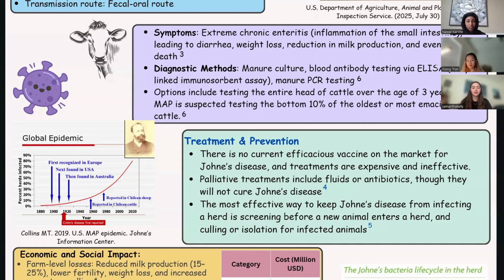There's no current efficacious vaccine on the market for Johne's disease. It's currently incurable, and treatment is often ineffective and expensive. Some palliative treatment options include antibiotics or fluids, though it's not a cure.